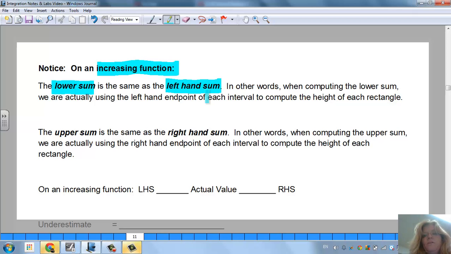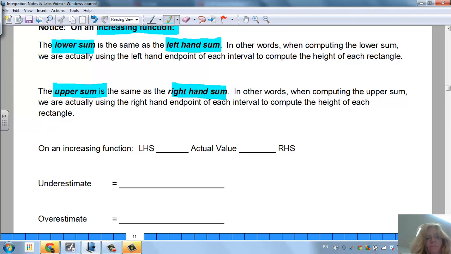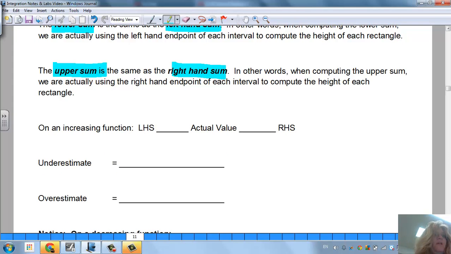In other words, when computing the lower sum, we use the left-hand endpoints of each interval to compute the height of each rectangle. The upper sum is the same as the right-hand sum. When computing the upper sum, we use the right-hand endpoints of each interval to compute the height of each rectangle. So for an increasing function, the left-hand sum is less than or equal to the actual value, which is less than or equal to the right-hand sum. This is our lower estimate, and this is our upper estimate, because it's an increasing function.